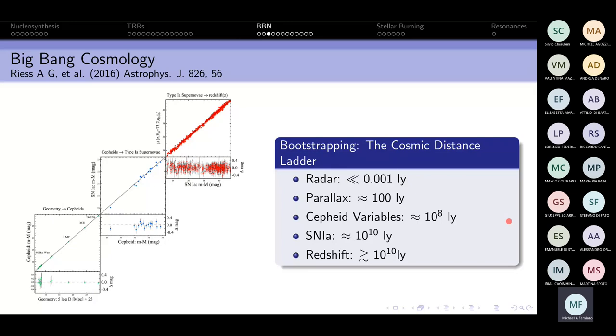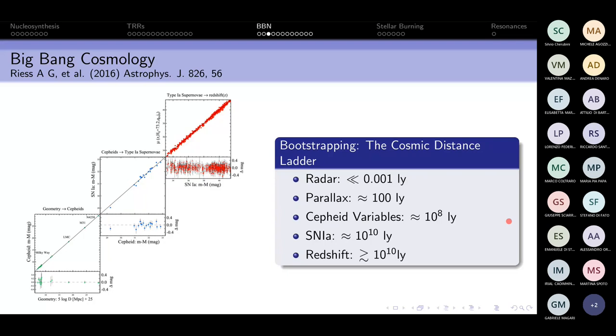Okay, and then to see things even farther out, we use Cepheid variables. These are stars whose magnitude relates to their pulsation frequency. They pulsate, and so we see them pulsating, and then we know what their magnitude is. And then we can determine how far away they are based on their apparent magnitude. Okay, it's like looking at a light bulb far away.